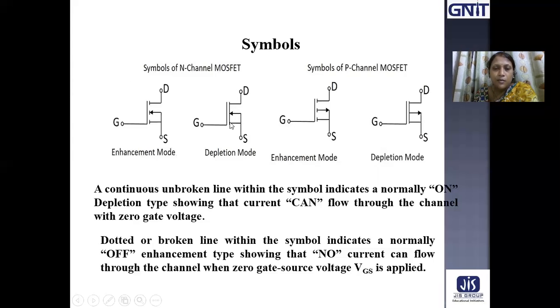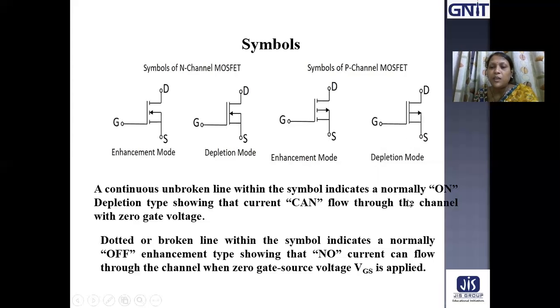this line is made continuous. That is, drain and source are connected through this channel. Similarly, for P-type MOSFET, the same symbol, but the arrow is outward for P-channel MOSFET and the arrow is inward for N-channel MOSFET. So depletion type MOSFET is actually normally on.